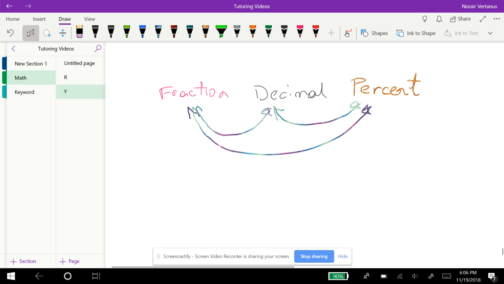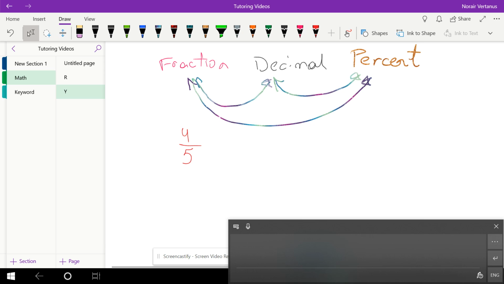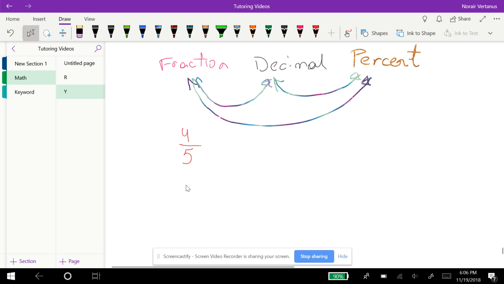All right. So let's talk first about a fraction. Let's say you have a fraction 4 over 5, and you want to convert that into a decimal, right? So what you're going to do is divide. So 4 divided by 5, right? How many 5s are in 4? 4 is smaller, so there's nothing, right?